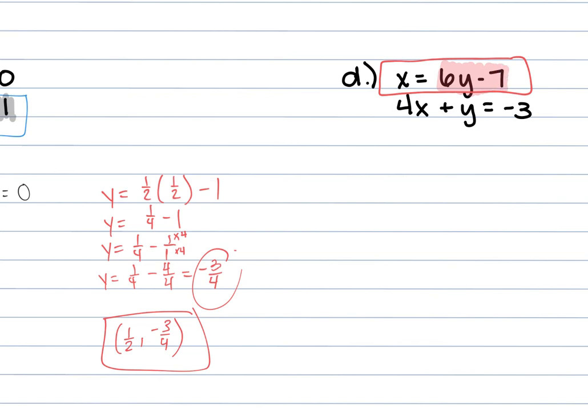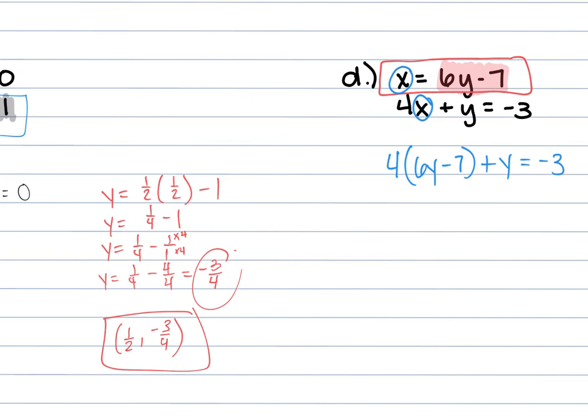So now I'm going to plug in 6y minus 7 for what? For x. Okay? So rewrite this second equation as 4 times 6y minus 7 plus y equals negative 3. Do we see the difference there? Now we're substituting for x because x becomes our substitution. Do we see that or should I explain it again? Be honest, guys. Should I go over it one more time? All right, I'll go over it one more time.